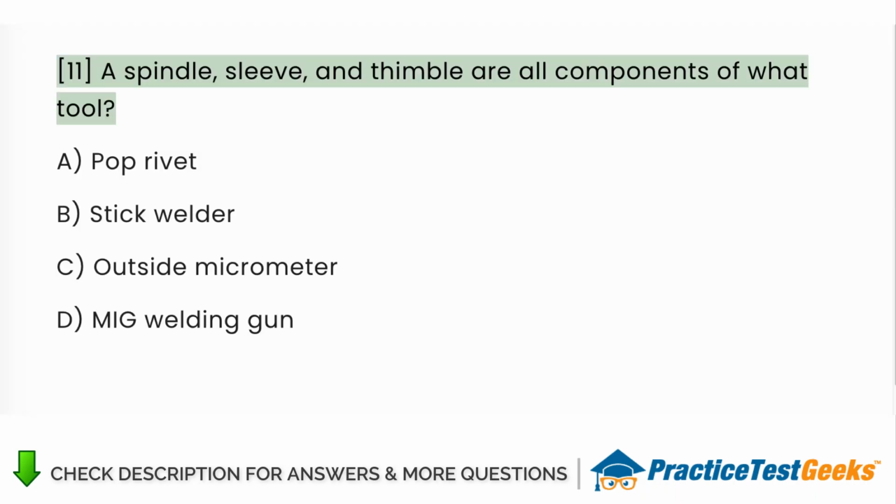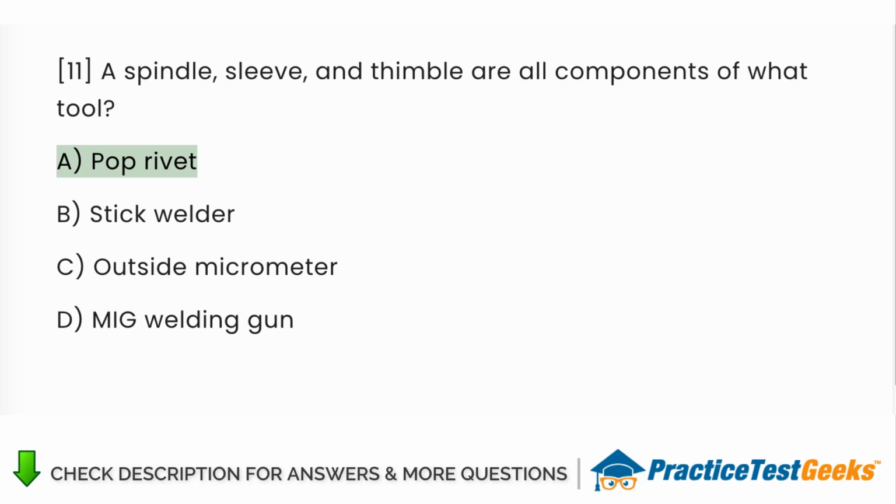A spindle, sleeve, and thimble are all components of what tool? A. Pop rivet. B. Stick welder. C. Outside micrometer. D. MIG welding gun.